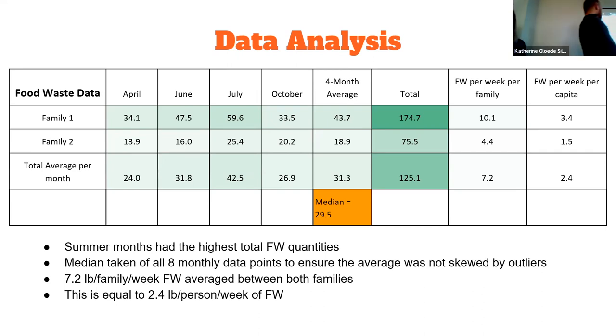So yeah, we did take a median just to ensure that any outliers might be accounted for, and it came relatively close to our average. One thing we also did find in our research was that the larger the family, actually, the less food was wasted per person, according to the NRDC report.